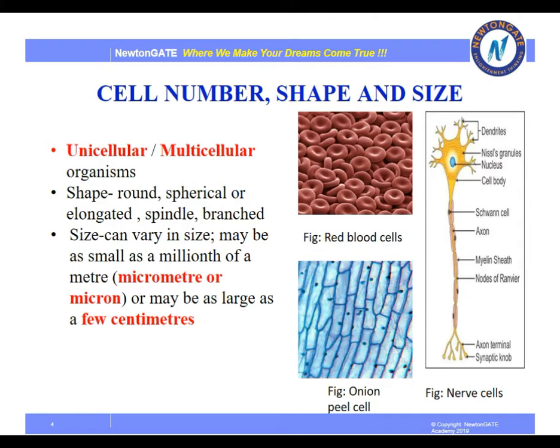In different organisms and in different organs, cells can be shaped differently: they can be round, spherical or elongated, spindle shaped, or branched. They can vary in size also. They can be as small as a millionth of a meter, like a micrometer or micron, and as large as a few centimeters, like the largest cell, the ostrich egg.